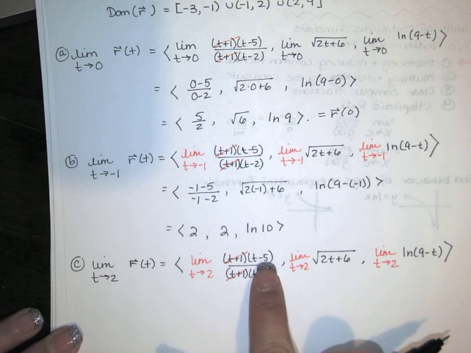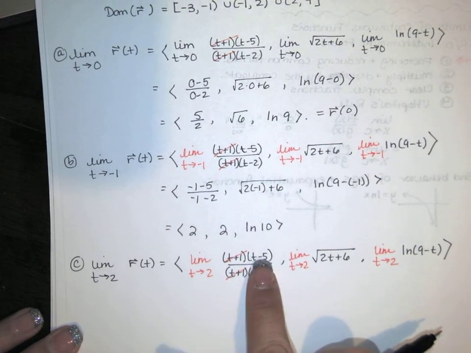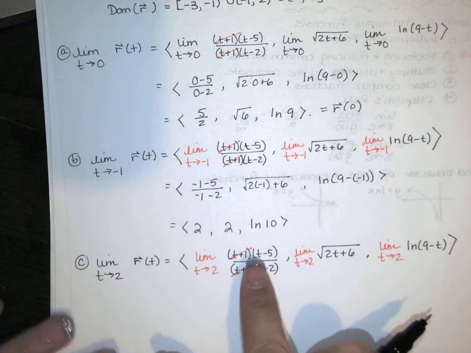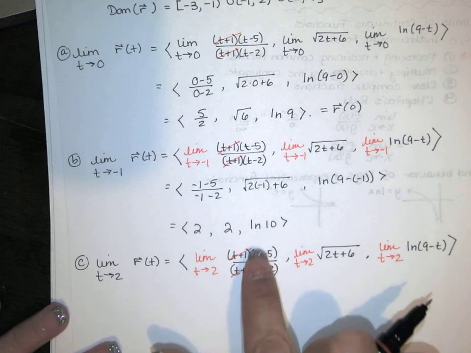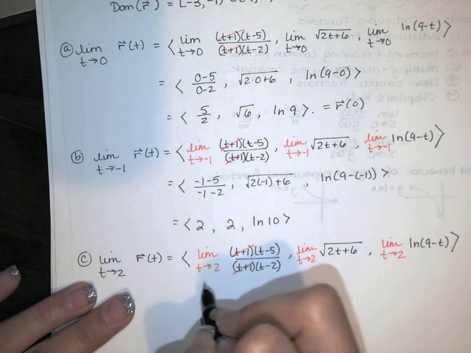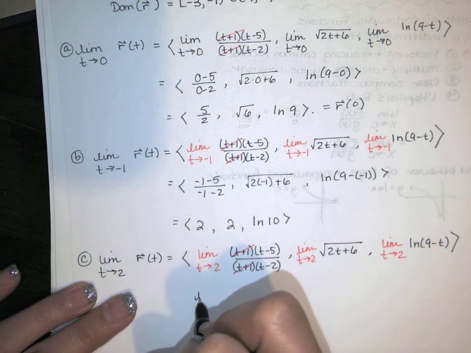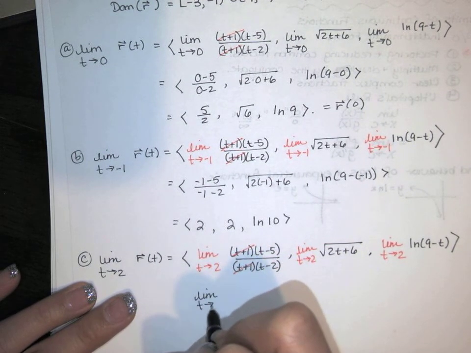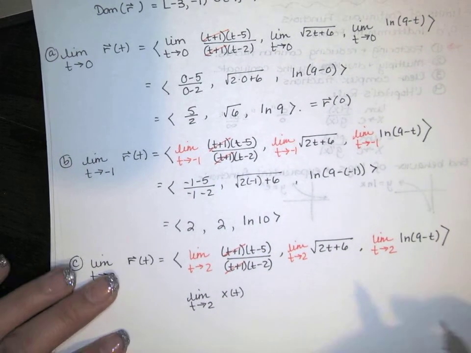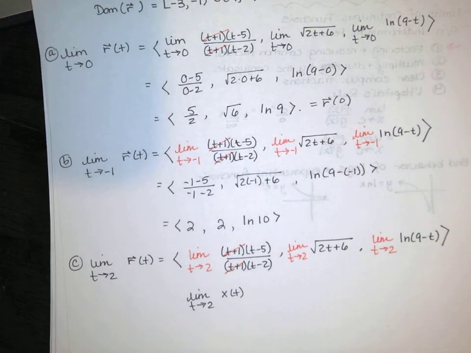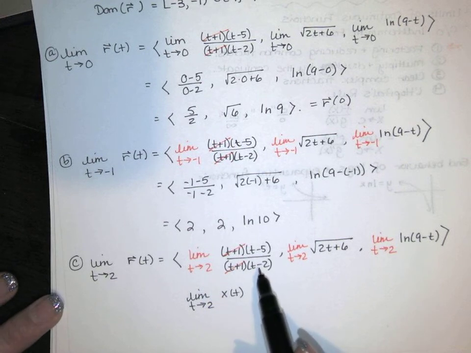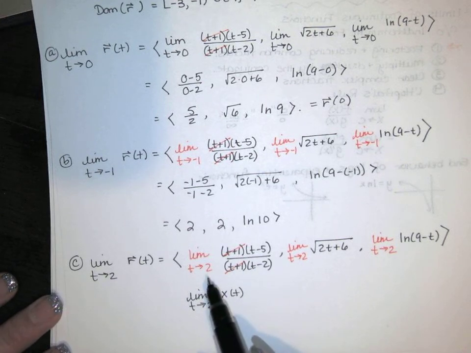Notice that the numerator here approaches negative 3. 2 minus 5 is negative 3, and the denominator approaches 0. So this is a non-zero constant over 0, so that's an infinite limit. So it's either going to be plus or minus infinity, and the denominator is going to change signs at 2.